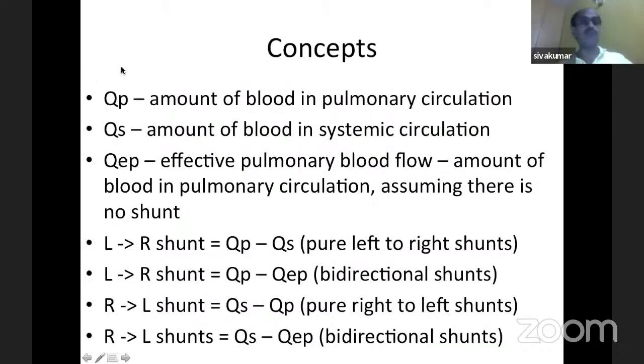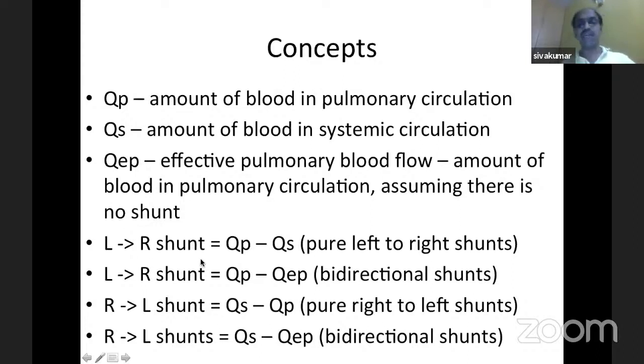So we'll finalize it now. QP is the amount of blood in the pulmonary circulation. QS is the amount of blood that goes in the systemic circulation. QEP is the effective pulmonary blood flow, that is the amount of blood that goes in the pulmonary circulation, assuming that there is absolutely no shunt at all.